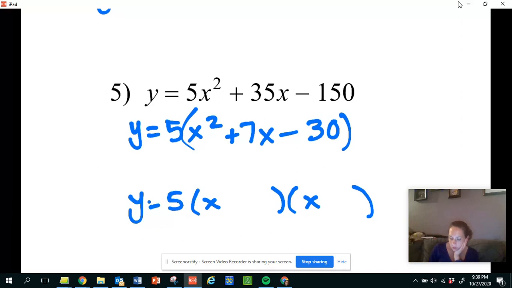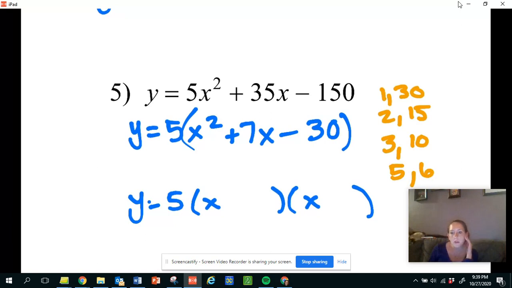So I've got 1 and 30, 2 and 15, 3 and 10, 4 doesn't work, 5 and 6. Beyond that, I'd be repeating myself. So, okay. Because this 30 is negative, essentially I'm going to have to subtract, because the only way to get a negative by multiplying is with opposite signs. So you have to ask yourself which one of these pairs will subtract to 7, which is 3 and 10.